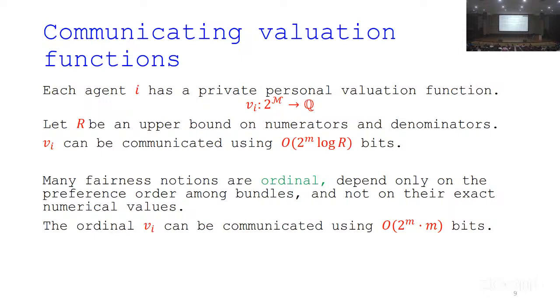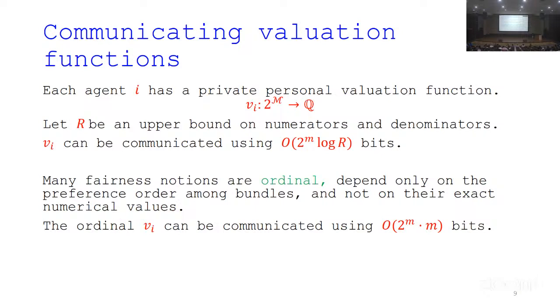Okay, so how much does it take to communicate a valuation function? We said each agent has a private valuation function, and we assume that the value of each possible bundle is a rational number. If there are m items, there are 2 to the m possible bundles that you can create, and each one has a value with a numerator and denominator. If we assume that R is an upper bound on the numbers that appear in the numerators and denominators, then the communication is order of 2 to the m, because that's the number of bundles, times log R, because that's the precision you need in order to specify the numbers involved.